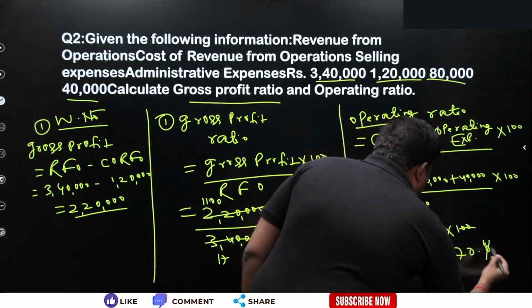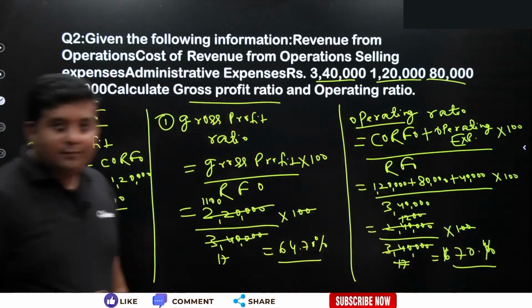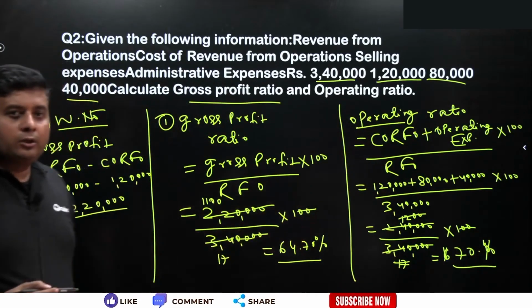This is approximately 70%, 70 point something. So we can round it off. So 70%.